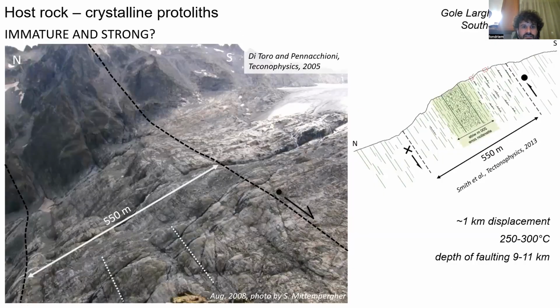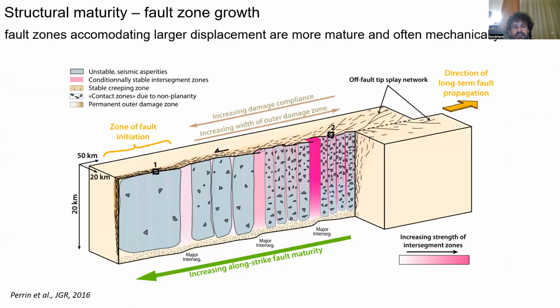So, just to recap, one thing that is very important, clearly, is the lithology in controlling the style of deformation you have and the type of fault zone structure you will have. The other very important point is structural maturity. And with structural maturity, we mainly mean the amount of shear deformation which is accommodated by your fault zone.